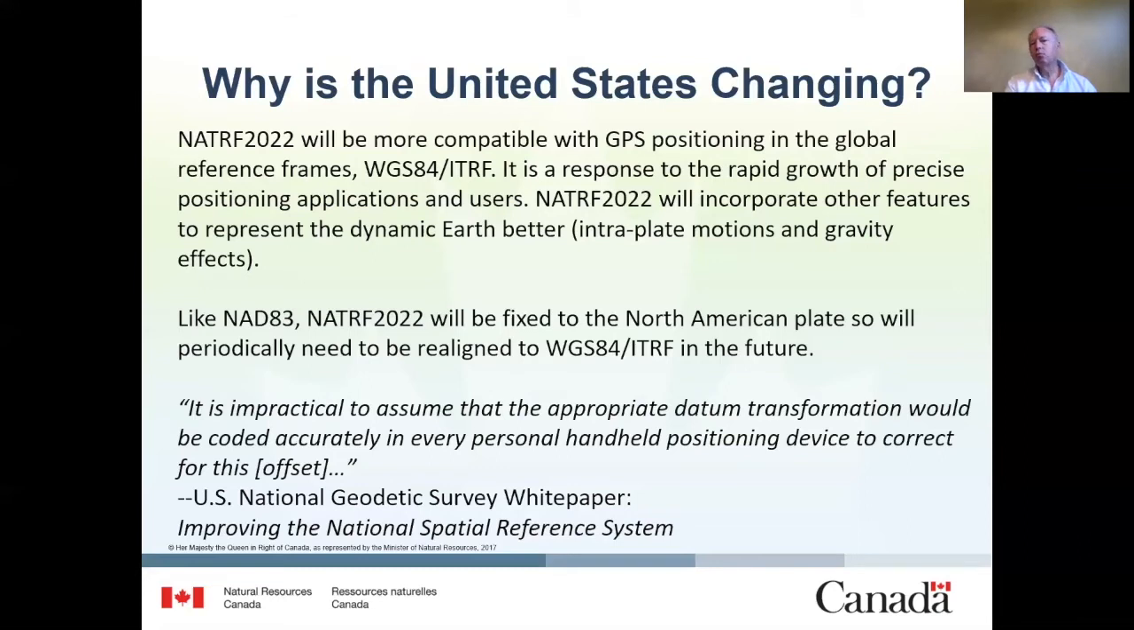The new reference frame of the US will be fixed to the North American plate. So very little motion will need to be modeled out, because that would just be deformations of the plate rather than errors in the plate motion or how the whole plate is moving relative to the planet Earth. And part of their white paper is really this concern about a major offset between GPS positioning and the NAD83 datum.